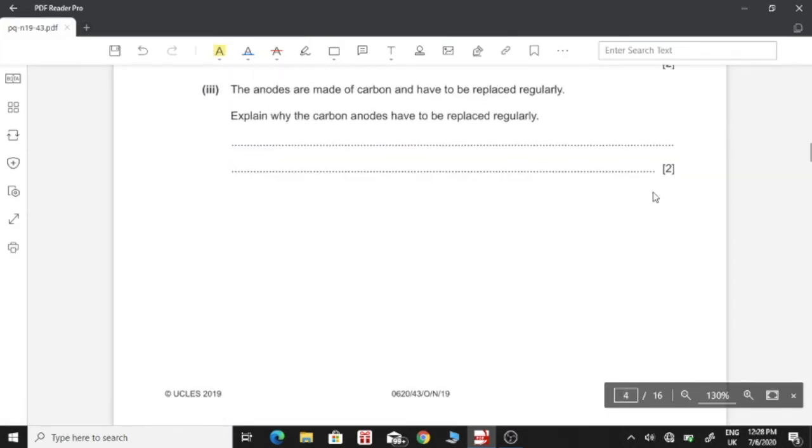Part 2. The anodes are made of carbon and have to be replaced regularly. Explain why carbon anodes have to be replaced regularly. Right, so the anode is the positive electrode, and this is where oxygen is deposited. Now this oxygen reacts with the carbon in this anode and forms carbon dioxide, and this is the reason the electrode is dissolved, and so it can no longer perform. Right, so oxygen reacts with carbon in the anode, forming carbon dioxide.